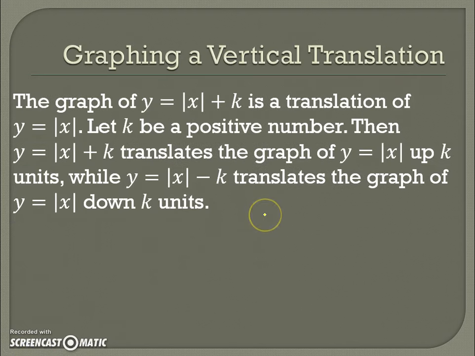All right, so here's how you graph a vertical translation. It says the graph of y equals absolute value of x plus k is a translation of y equals the absolute value of x. Let k be a positive number, then this plus k translates the graph of this up by k units. If it's minus, it translates it down k number of units. That's all that's saying. So if it's on the outside of the absolute value sign and it's positive, that tells you how far it goes up. If it's negative, that tells you how far it goes down.